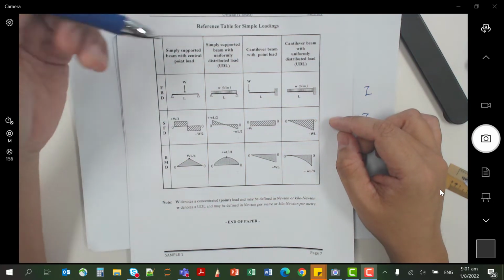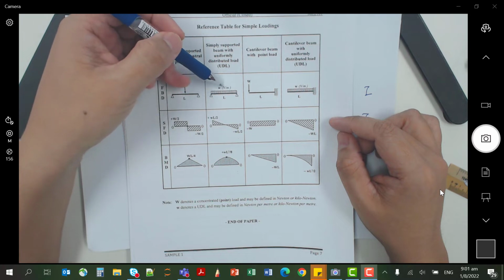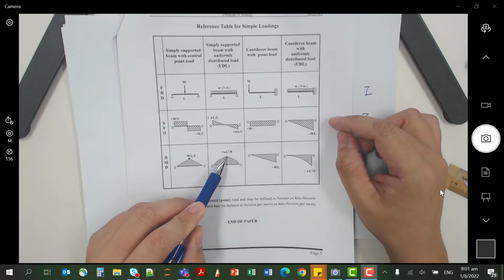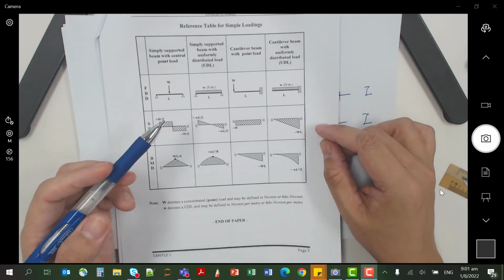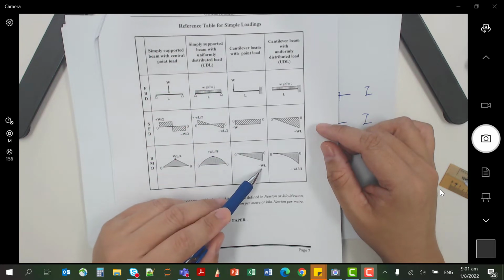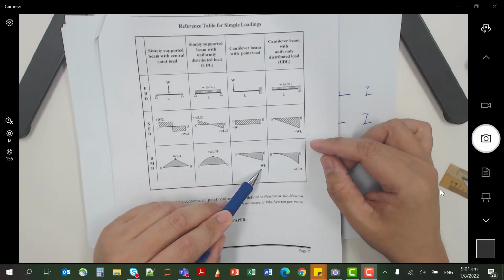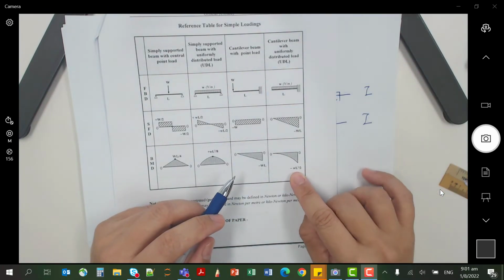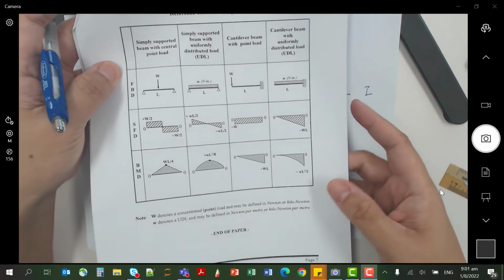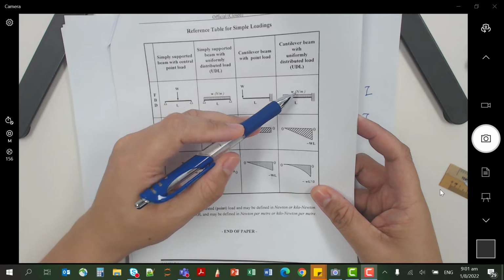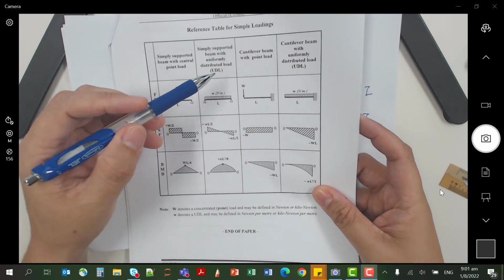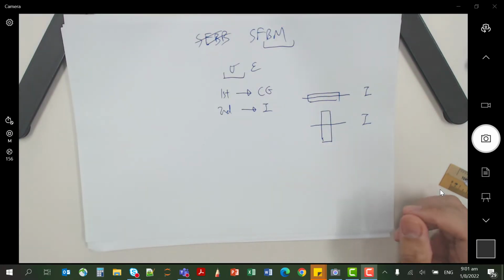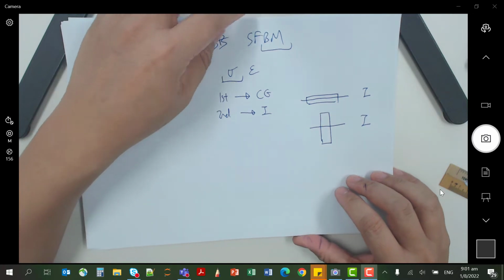If it is a UDL across the whole simply supported beam, then it will be the second case. Then you will just take WL squared over 8 as your maximum bending moment. If it is a cantilever with point load, you can take WL as the maximum moment to use in your calculation. If it is a cantilever with UDL, then it will be WL squared over 2. The W in this case represents the UDL value, and for point load, it will just be the force of the point load. So this is how you use the bending moment.